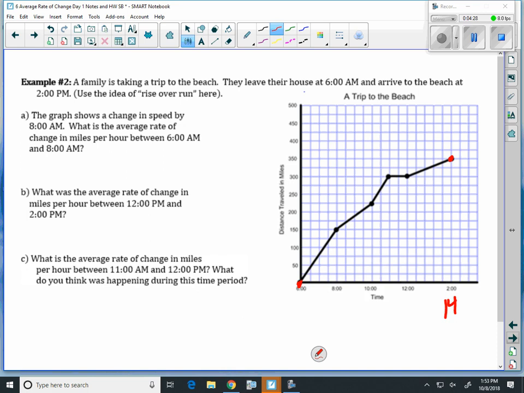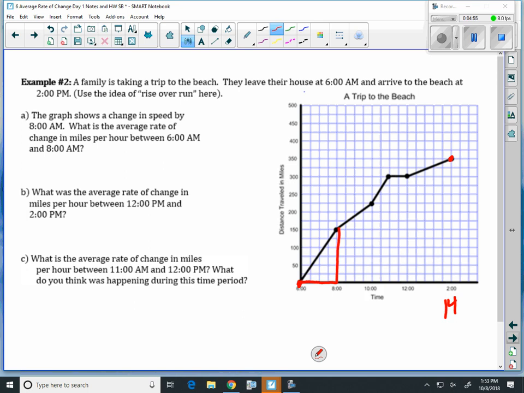Part A says the graph shows a change in speed by 8 a.m. What is the average rate of change? What's another word for average rate of change? Slope. Okay, so what is the slope in miles per hour between 6 and 8? Okay, so if you look between 6 and 8, we can just do rise over run. What's our rise? Starts at 0 and goes to 150.